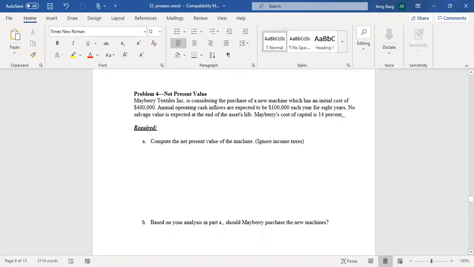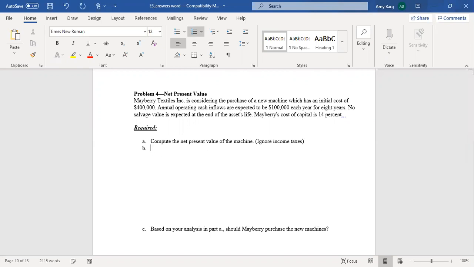And net present value. Okay, so Mayberry Textiles Inc. is considering the purchase of a new machine, which has an initial cost of $400,000. Annual operating cash inflows are expected to be $100,000 for each year for 8 years. No salvage value is expected at the end of the asset's life. Mayberry's cost of capital is 14%. So net present value is something that if you take more business classes, you're going to see a lot of.